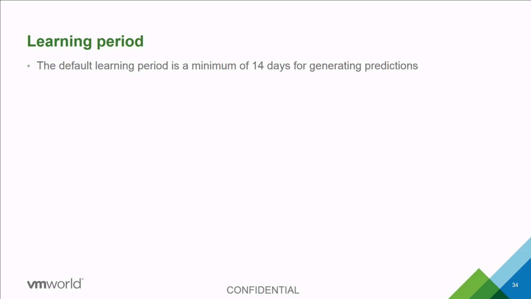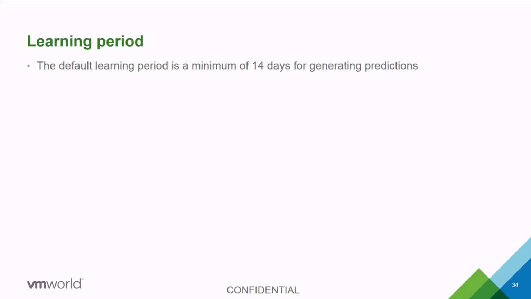By default, this learning period is 14 days. The reason for 14 days is that we have tested with a lot of different types of workloads, and just to make sure we are on the accurate side, whatever predictions we generate are very accurate, because based on these predictions, we are going to recommend further migrations. So we've set the learning period to be 14 days. You can change this, and I'm going to show you how.